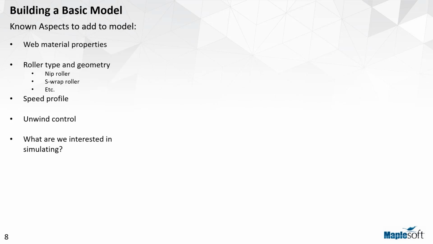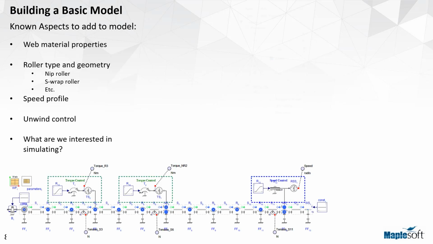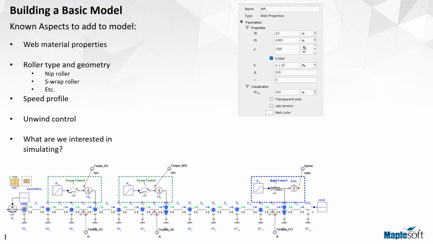And so when we want to build a basic model, we need to know some aspects so that we can start at the base level of building. So the first thing would be to bring in web properties. So this is an example of what it would look like.